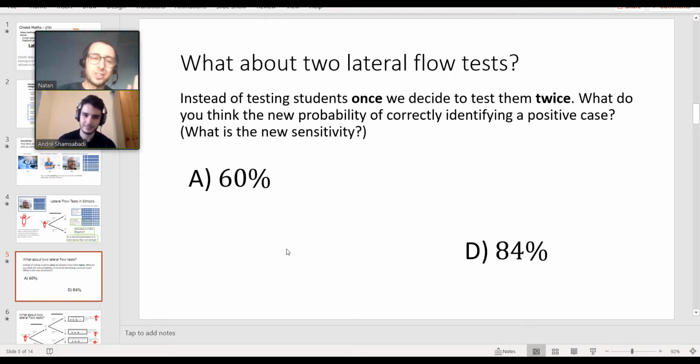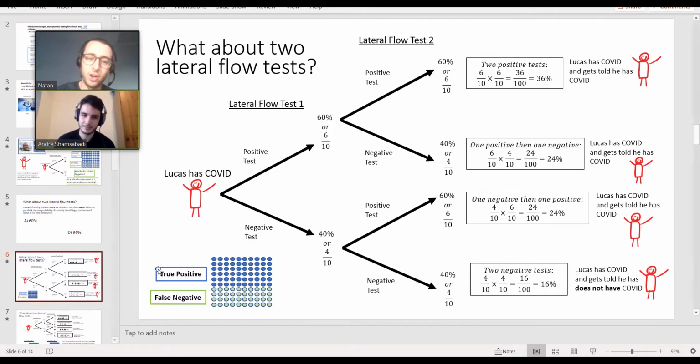So these are our two main options, and I'm going to explain the misconception as to why it's 84%. So, two lateral flow tests. If you assume they are random, which they are not, although I did assume they are random, there are four options: either you got positive positive, positive negative, negative positive, or negative negative.